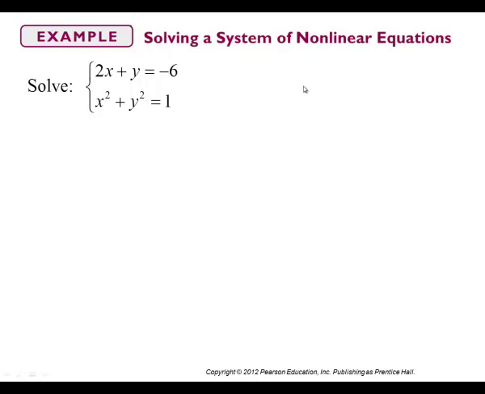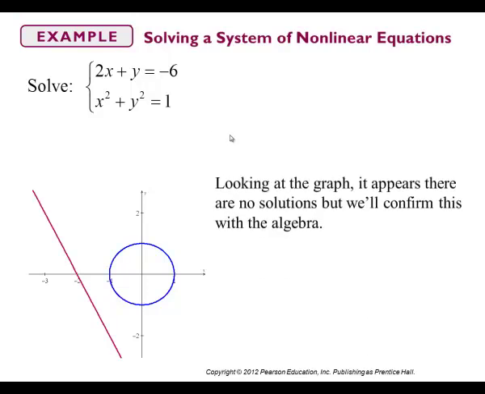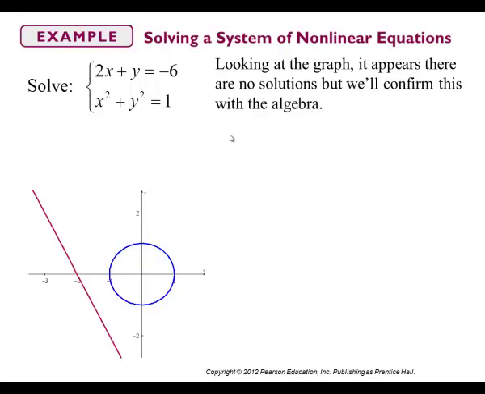Okay, solving a system of nonlinear equations. And now we have the equation of a circle here, so we want to go ahead and graph it. Well, what do you think you're going to get for solutions here? You should get no solution, right? Because there's no point of intersection here.